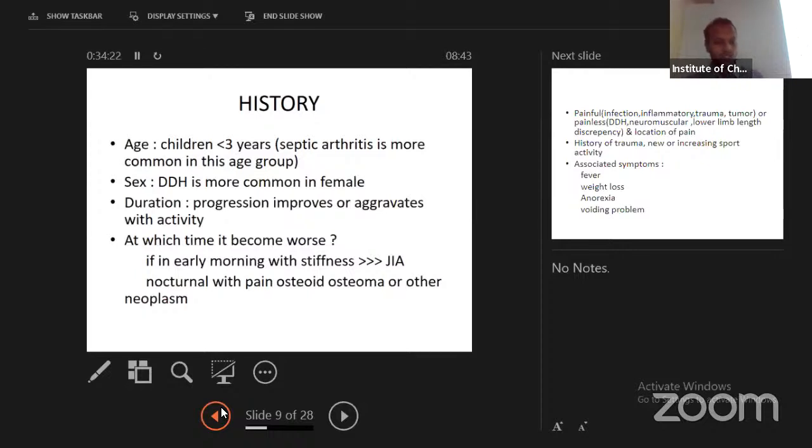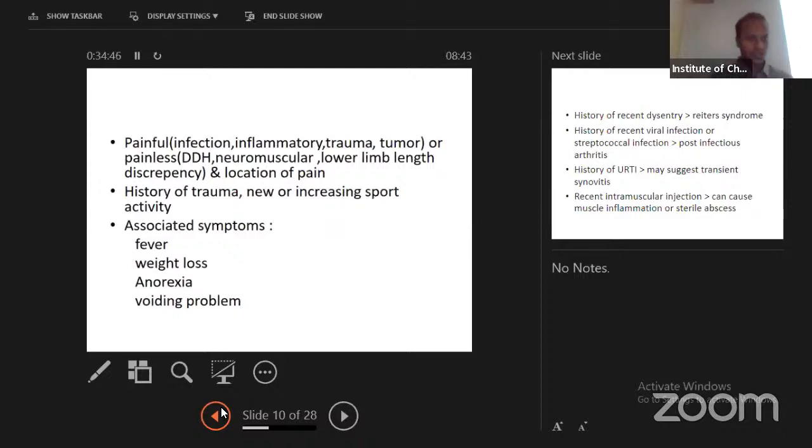And we should also ask at which time the limping becomes worse. If it is getting worse in early morning and associated with morning stiffness, it is a pointer of juvenile idiopathic arthritis. If it is increasing in night, that is nocturnal pain, it could be a marker of osteoid osteoma and other neoplasms. Also, we should inquire whether it is painful or painless, and also try to localize the location of the pain. If it is painful, it is more in favor of infection, inflammatory, trauma or tumor, and painless is more in favor of developmental dislocation hip, neuromuscular causes, lower limb length discrepancy, etc.